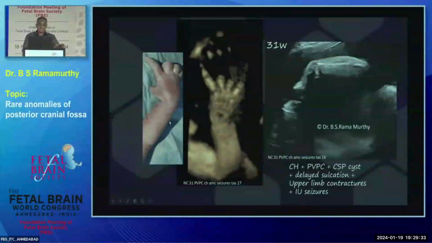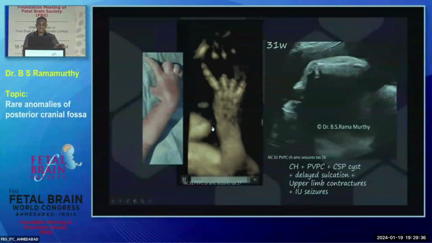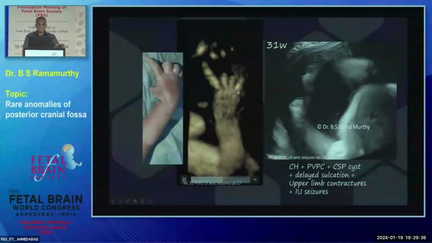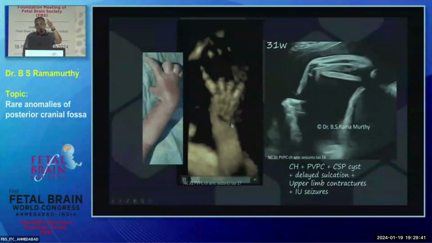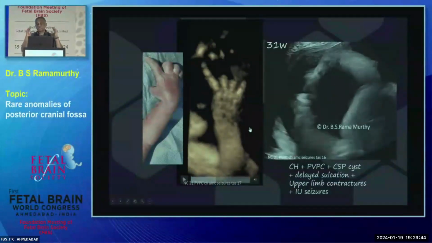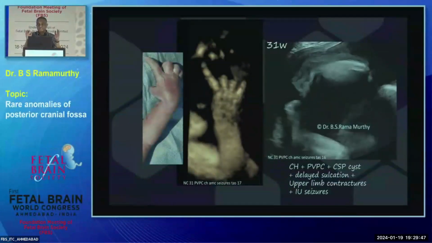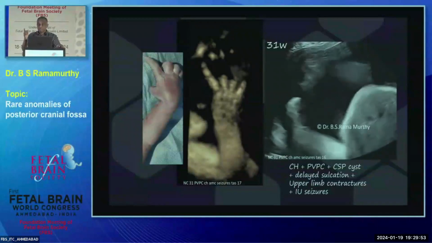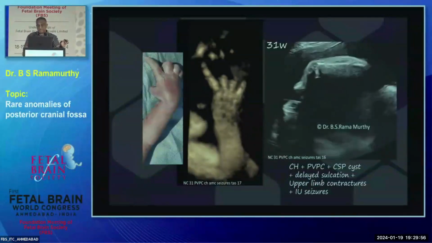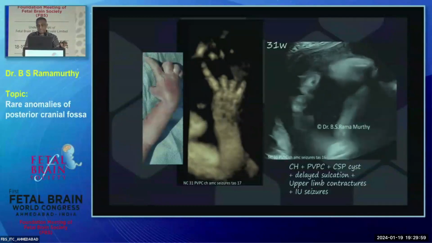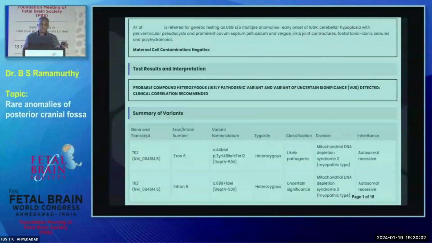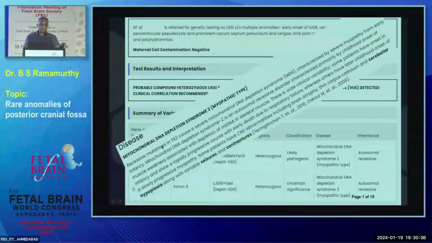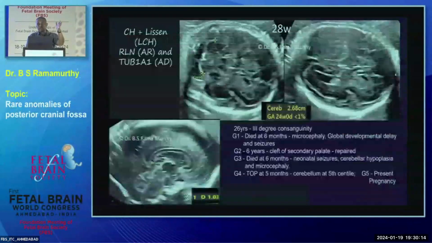But what was interesting is the limb findings, the upper limb findings. You will see that it's a fixed posturing that you see here, and at 31 weeks, this fetus was throwing fits. It's remaining quiet, and suddenly it goes into a clonic seizure. So there were seizures, upper limb contractures, delayed sulcation, CSP cyst, PVPC, CH. So we went molecular and we found a likely pathogenic variant, and the variant was indicative of mitochondrial DNA depletion syndrome 2, myopathic type. So the story starts with cerebellar hypoplasia.